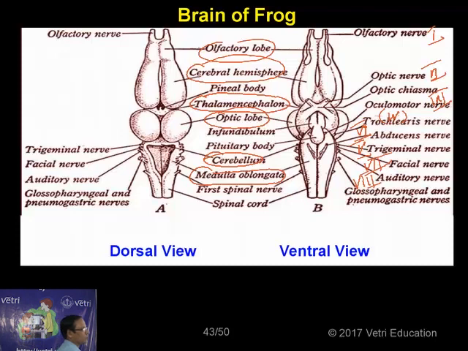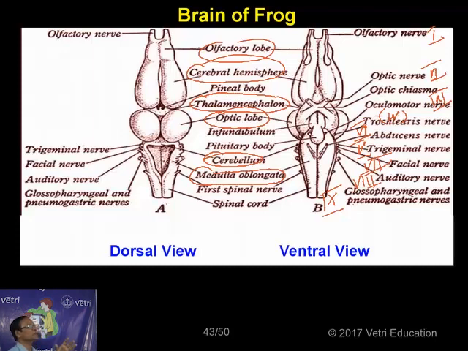This is the 9th one, glossopharyngeal. The 10th one, the vagus nerve, is not represented in the diagram. So we have 10 pairs of cranial nerves. The last cranial nerve is the vagus nerve. That's not represented, so only 9 pairs are given.